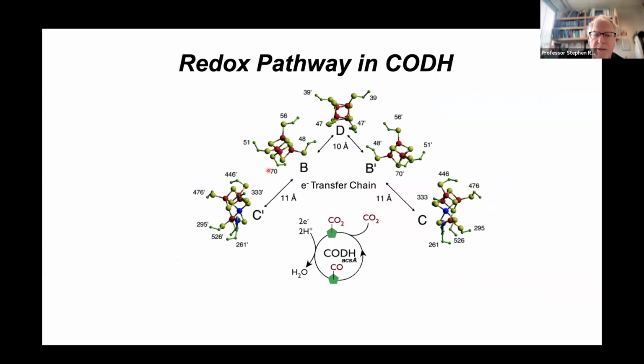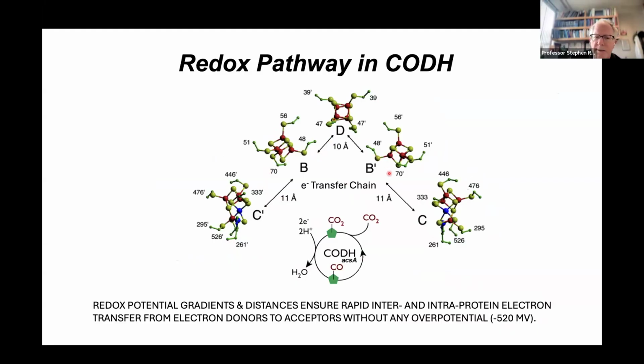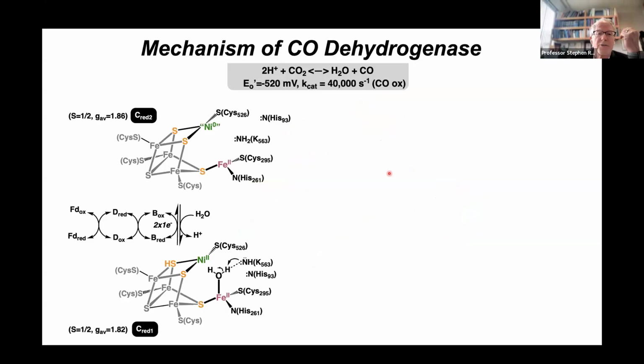Now, the redox pathway is shown here, with the catalytic mechanism below, and you can see that all of these redox centers are very close to each other. That's really important because the redox potential gradients between these different couples, as well as these very, very small distances, ensure rapid intra- and inter-electron transfer from electron donors to acceptors without an overpotential.